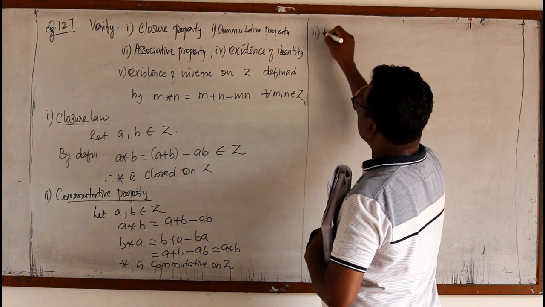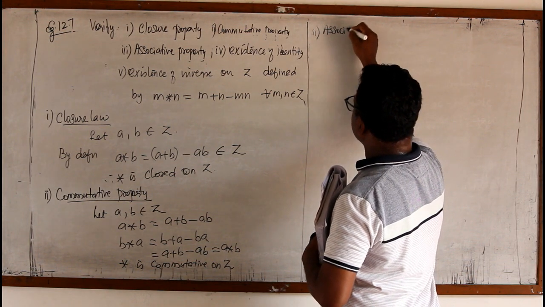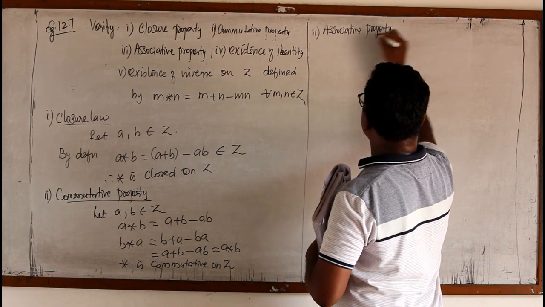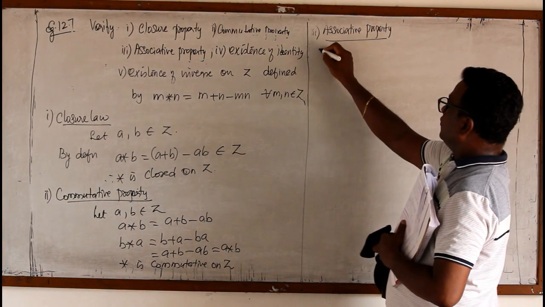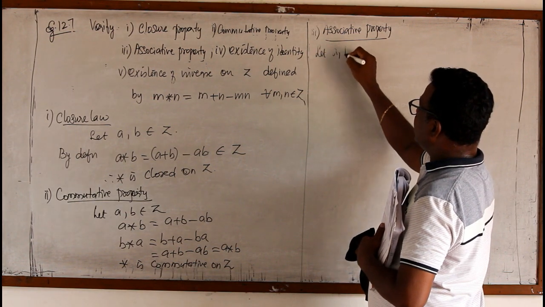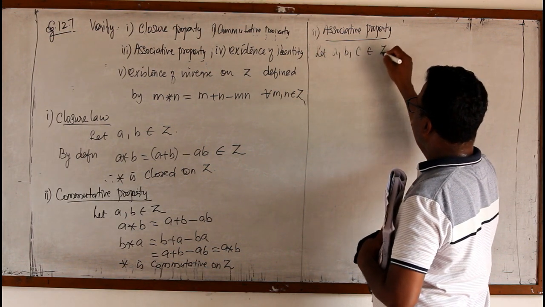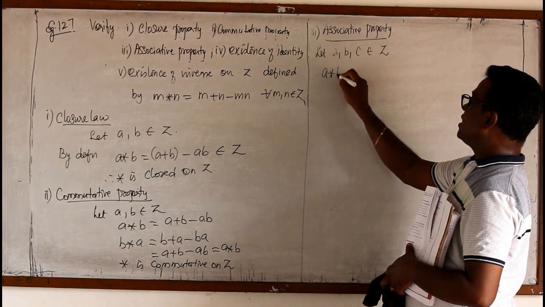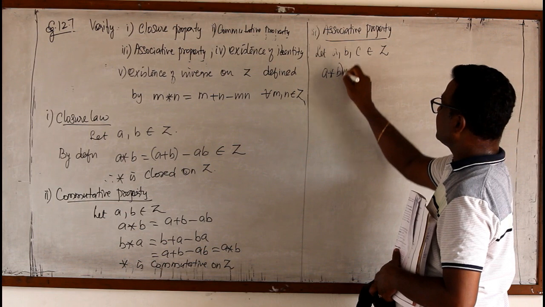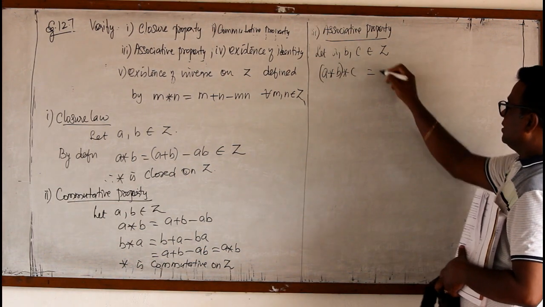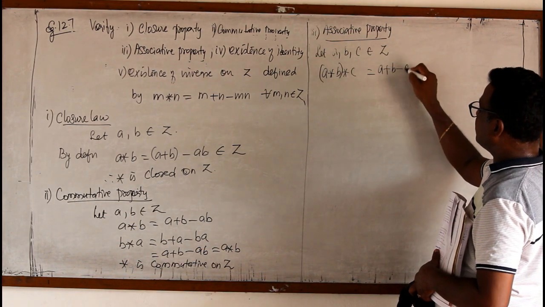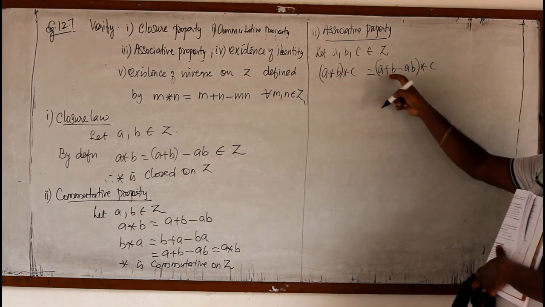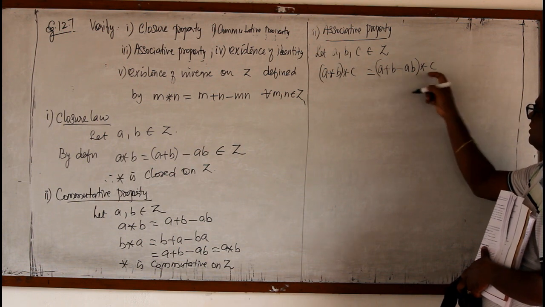Third, associative property. For the associative law, I need three elements. Let a, b, c belong to Z. Then a star b star c. If I take the first two elements, then as per star, (a plus b minus ab) star c. I must add these two elements, that is, bracket with c.